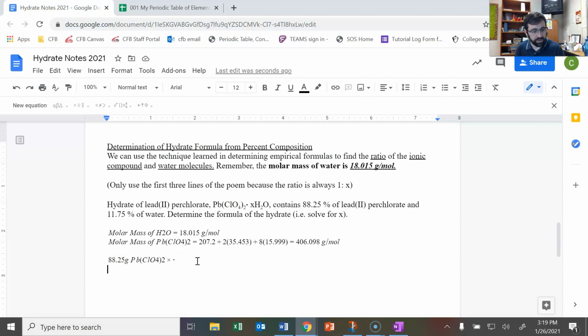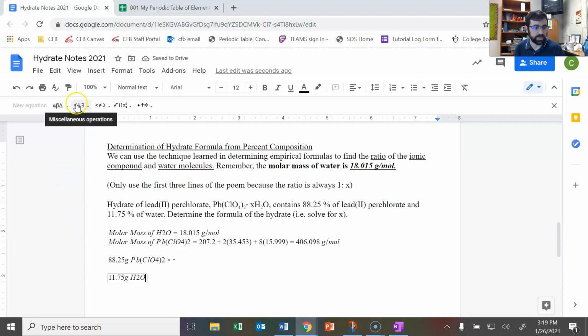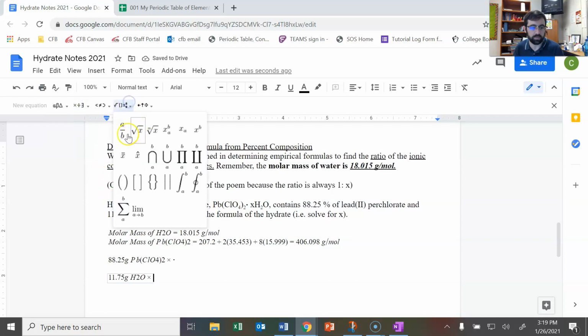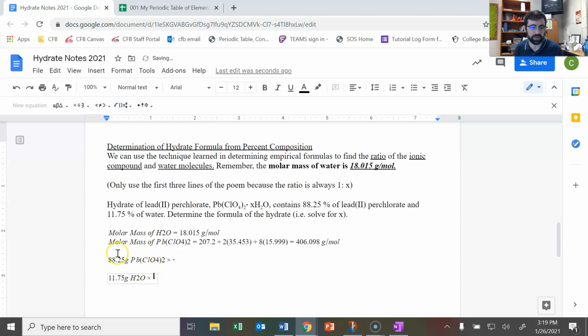The next thing, we have water. We have the percent of water, 11.75%, but we're going to call it 11.75 grams of H2O. And the reason we can do this is because we're assuming that we have 100 grams. Since no amount was given to us, and we only know percents, we can make the assumption that we have a total of 100 grams. 88.25 of the grams comes from the lead 2 perchlorate, and 11.75 grams comes from water, just in case you were wondering why that is.